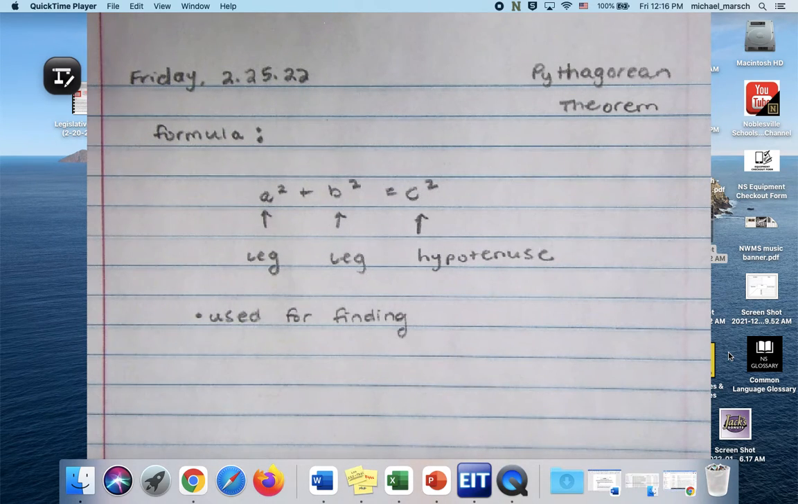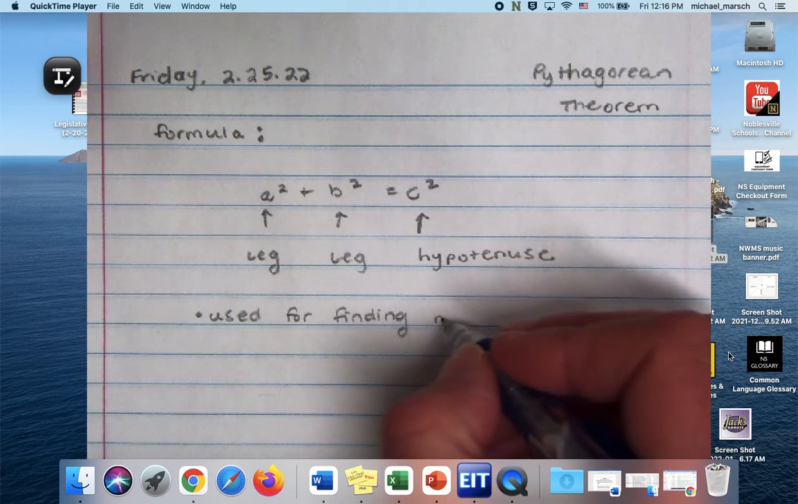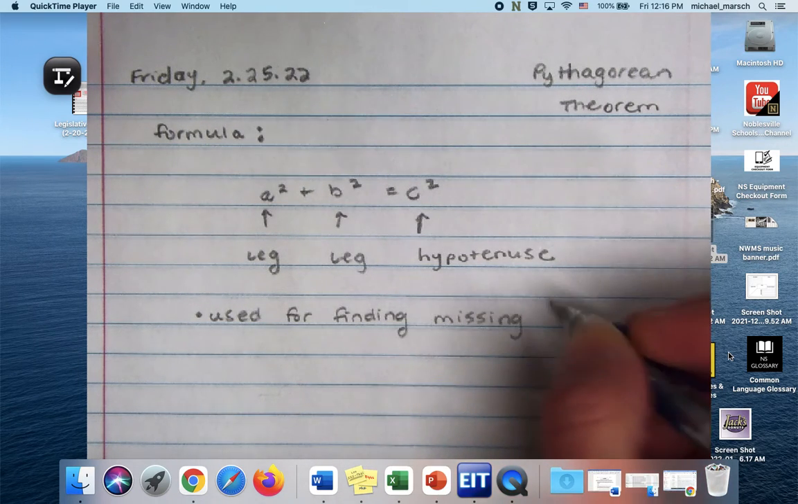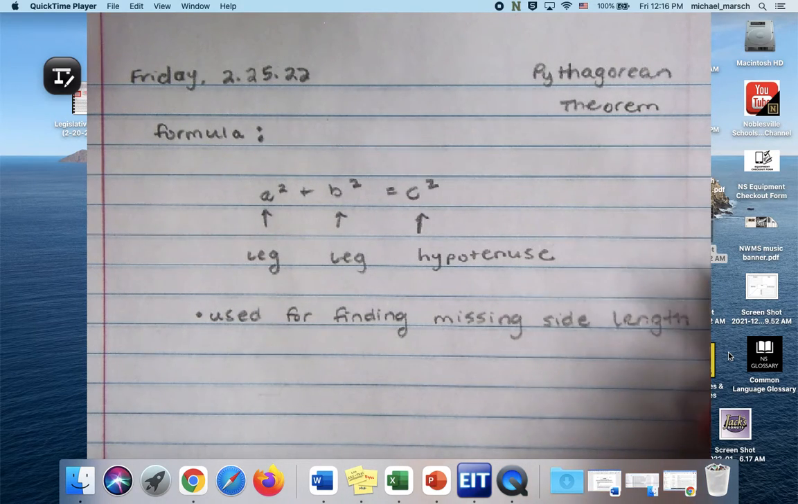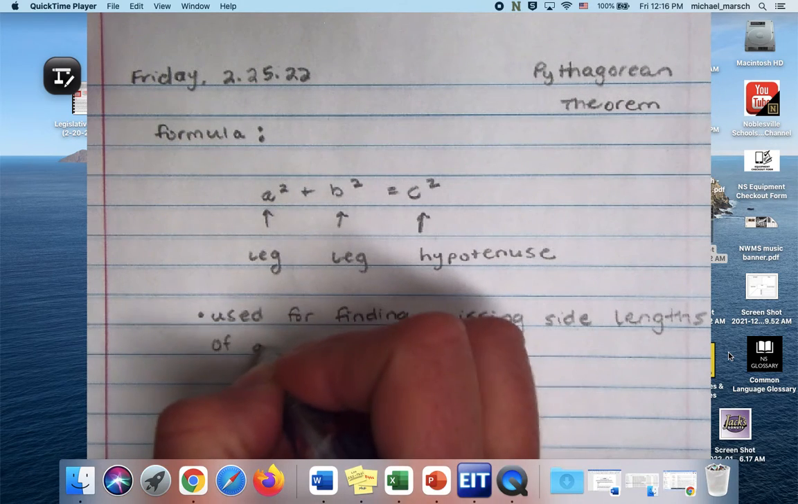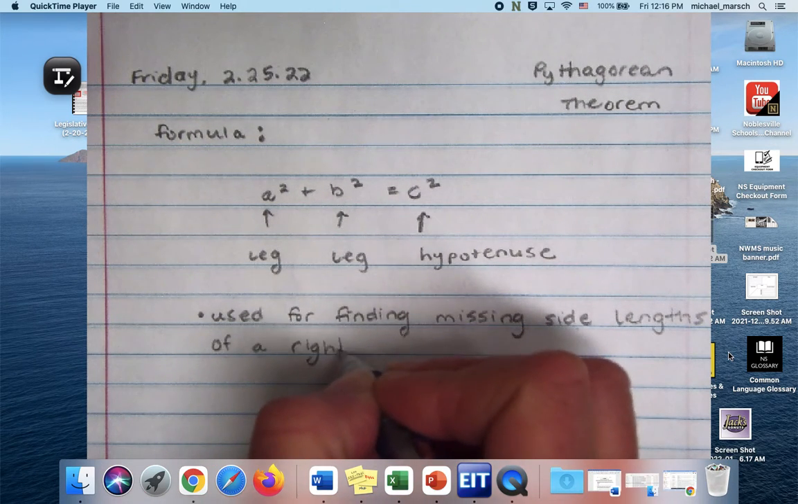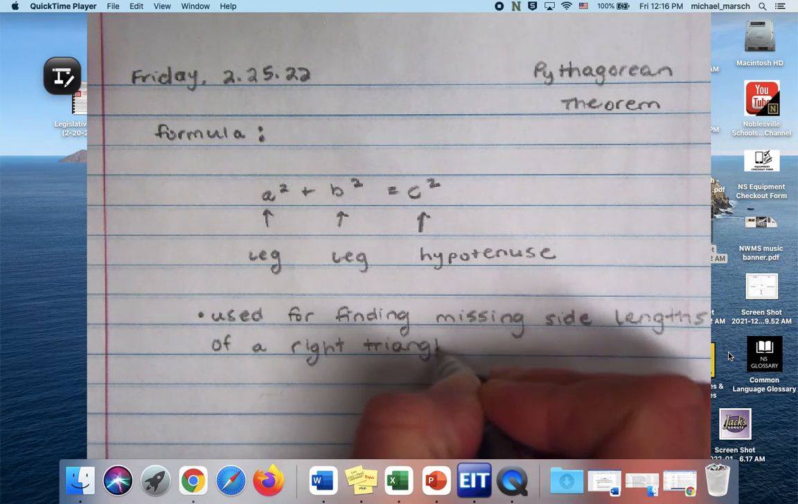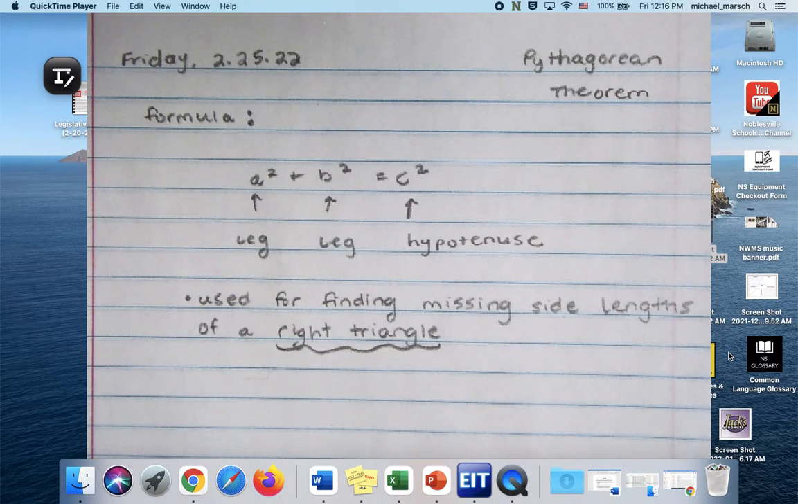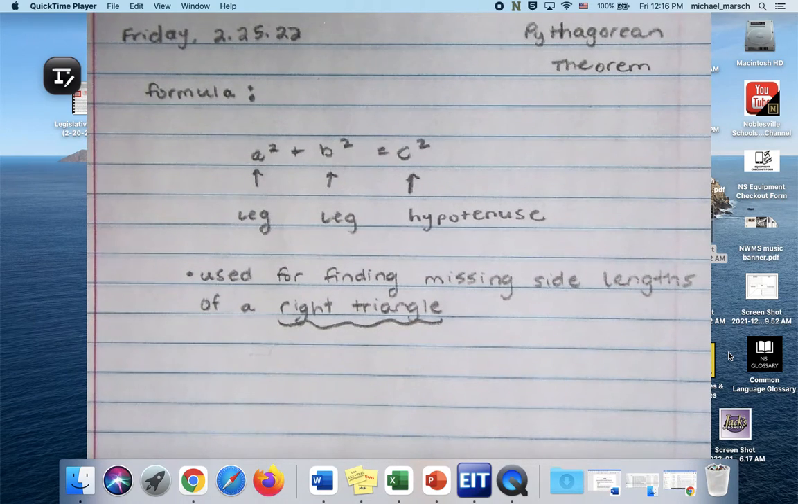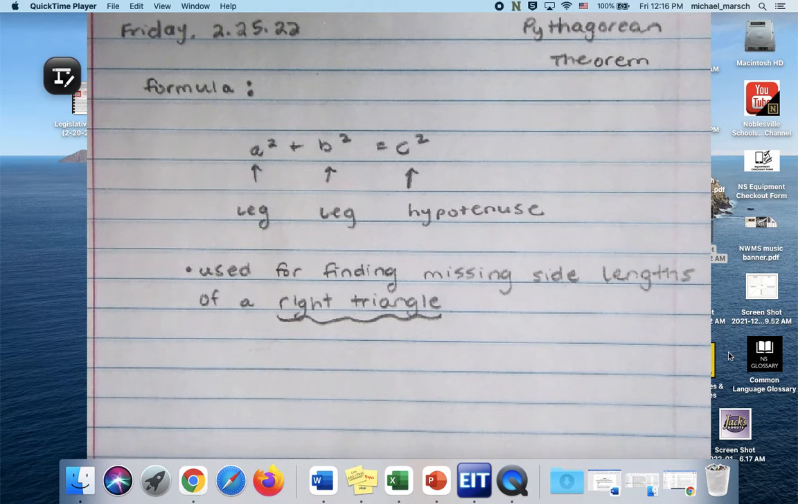There are two uses for the Pythagorean theorem. The first one is for finding the missing side lengths of a right triangle. Remember, that's the only triangle this applies to. How do we know it's a right triangle? It has a little box in the corner, or it's labeled 90 degrees. You guys have probably known since like second grade that a right triangle has a 90-degree angle, right? So that's one use.